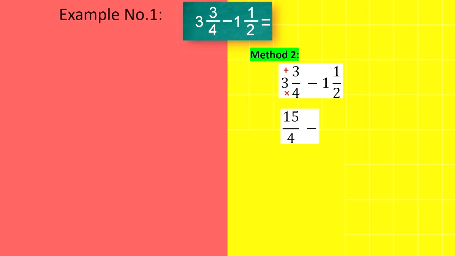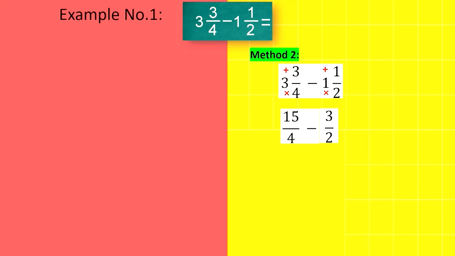Same goes to our second term of 1 1/2. Converting it to an improper fraction, it will give us the denominator of 2 times the whole number of 1 plus the numerator of 1, which gives us a numerator of 3. And then just copy the denominator of 2. So the improper fraction for our mixed number of 1 1/2 is 3/2. Now, we have converted these mixed numbers into improper fractions: 15/4 minus 3/2.